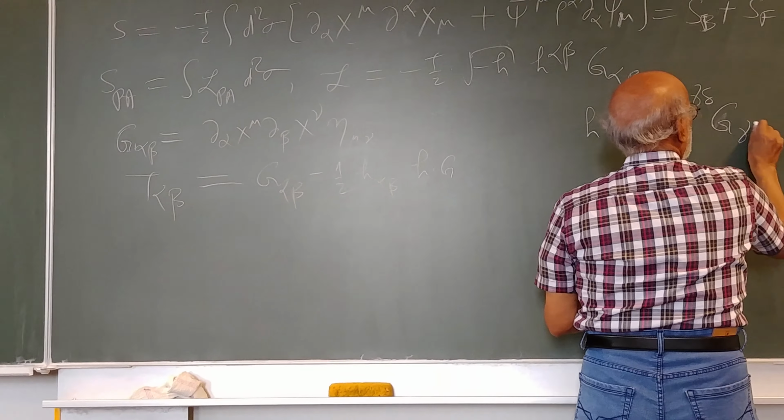Now, so, this is minus T by 2 into the integral of sigma, square root of minus H, H alpha beta, and G alpha beta is your del alpha X mu del beta X mu, right? Okay.